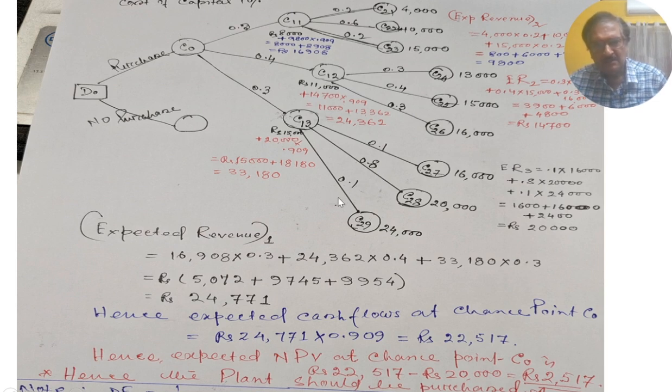Always keep in mind that the sum total of the probabilities will be 1. You can check it: 0.1 plus 0.8 plus 0.1 is equal to 1. In this way you can check for the others also.